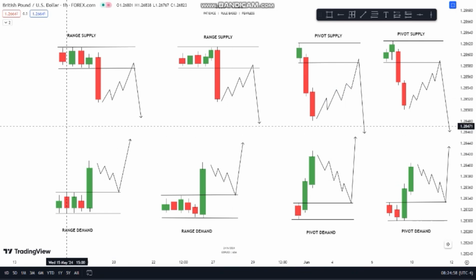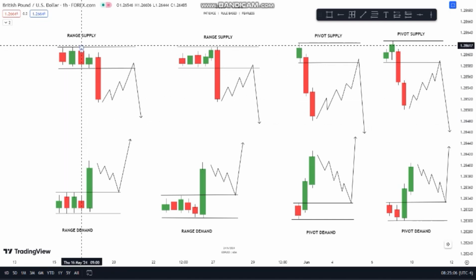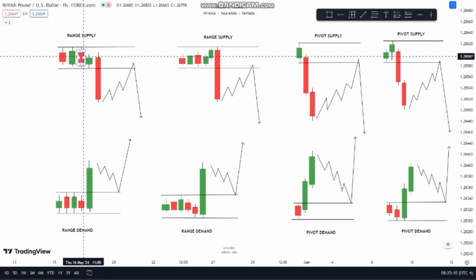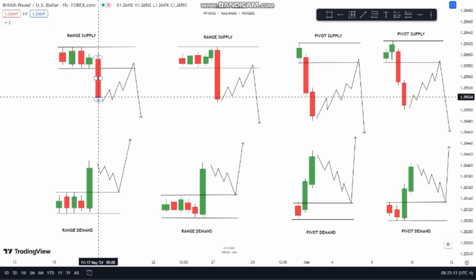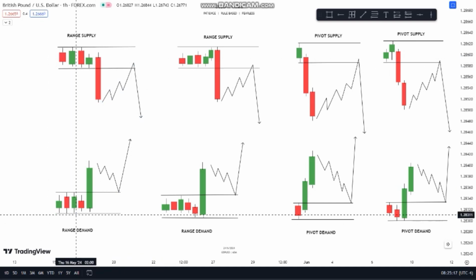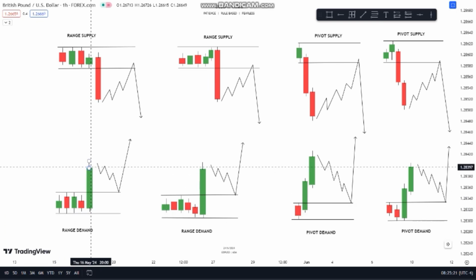A range on a price chart is a sideways correction or consolidation. As you can see here, this is a range supply. Price is consolidating here, then boom, breaking out of this structure, and here is another range of supply. Price consolidated, then boom, broke out of that range.